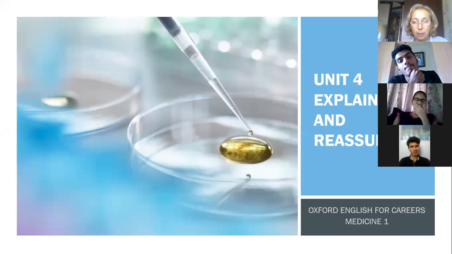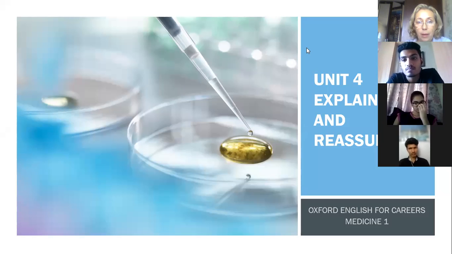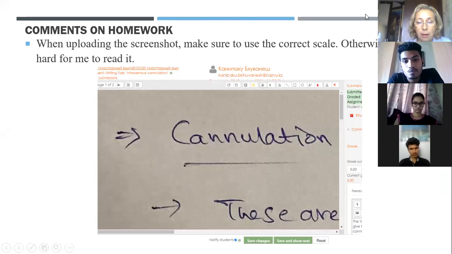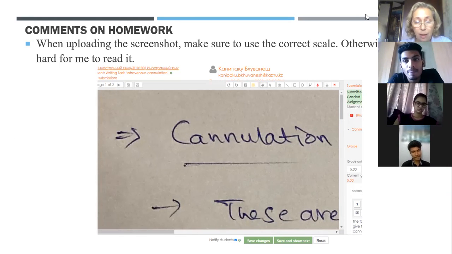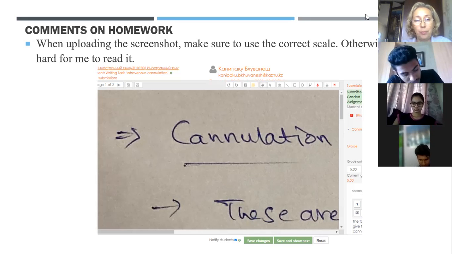Well, today we are going to start a new module in the book. This is about explaining and reassuring. This is Unit 4. And before we discuss this unit, I would like to make some comments on your previous homework that you uploaded to the Moodle site. I have already spoken about this, but just one more time, because I see that not everyone follows this rule.